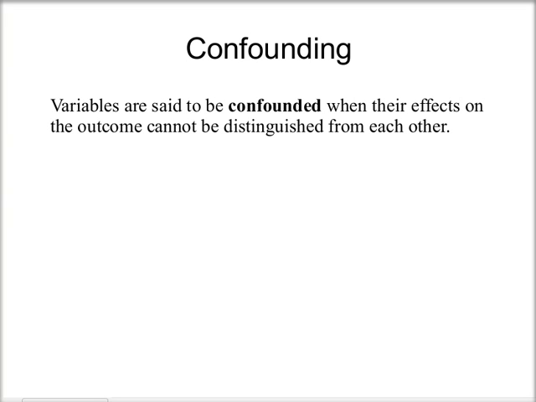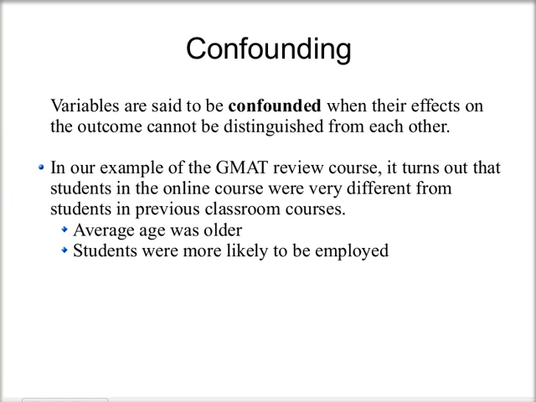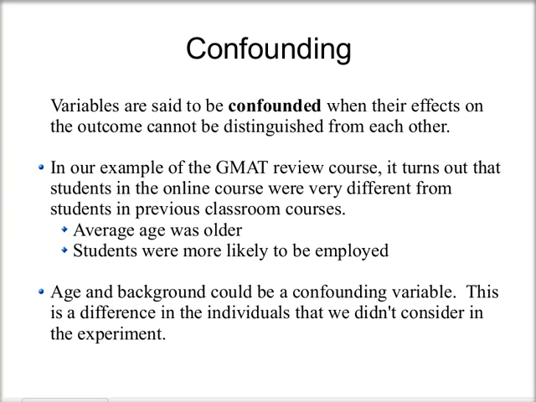One issue that can come up in experiments is called confounding. Variables are said to be confounded when their effects on the outcome cannot be distinguished from each other. So in our example of the GMAT review course, it turns out that students in the online course were in fact very different from students in previous classroom courses. The average age of students was older, and students were more likely to be employed. So in this case, age and background could be a confounding variable.